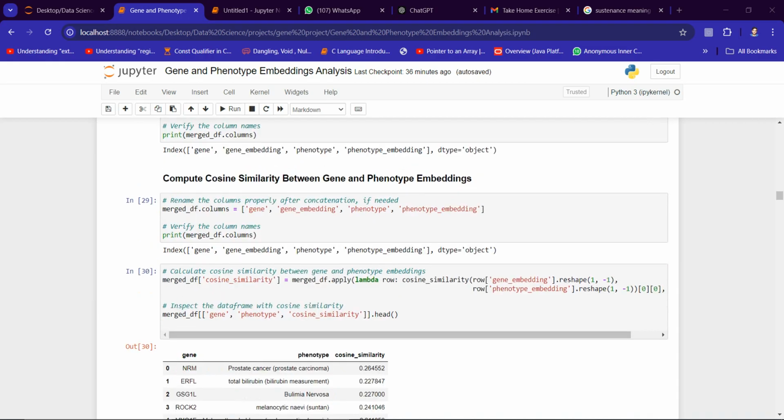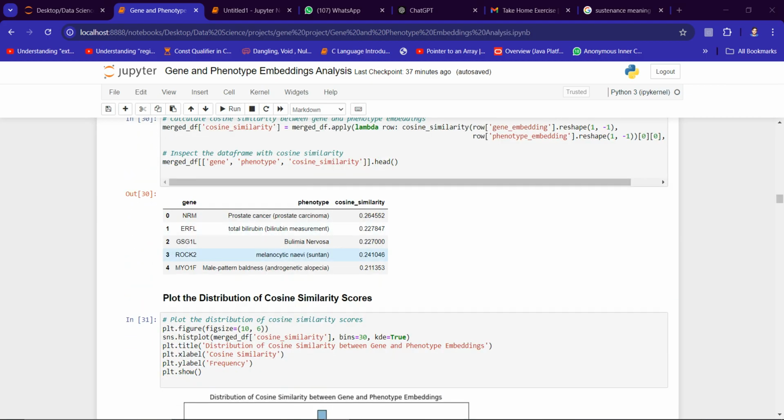And here we are computing cosine similarity between gene and phenotype embeddings. Cosine similarity is nothing but the angle between any two vectors. If there are any two points in the space, we draw a vector for both of them from the origin, and the angle between the two is called cosine similarity in simple words. So we have to find the cosine similarity, and here are some examples.